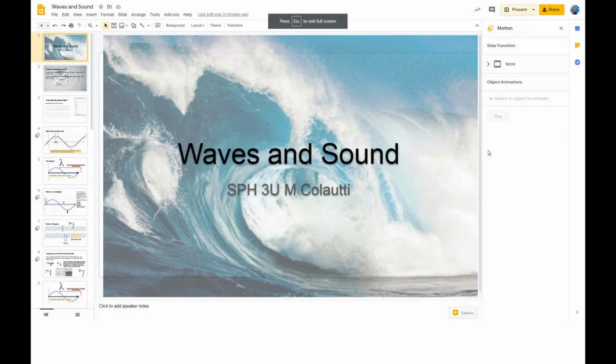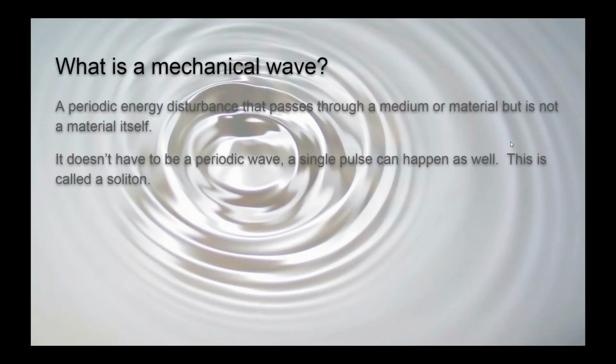Now let's begin the lesson itself. Waves and sound. A mechanical wave is a periodic energy disturbance that passes through a medium or material, but is not the material itself. Now, it doesn't have to be a regular repeating or periodic wave. A single pulse can happen as well, and this is called a soliton, which sounds pretty darn cool.